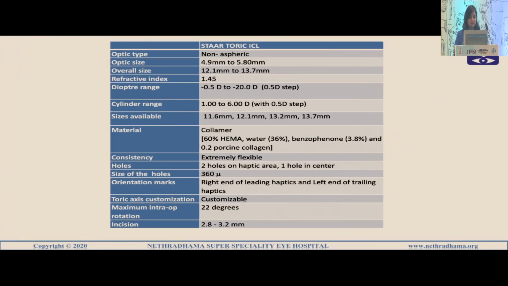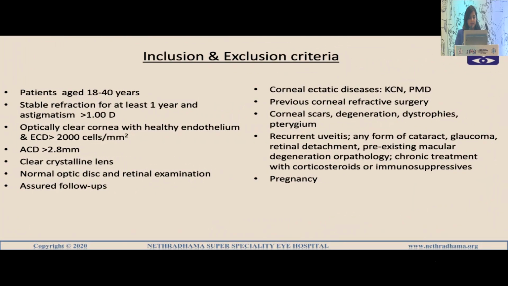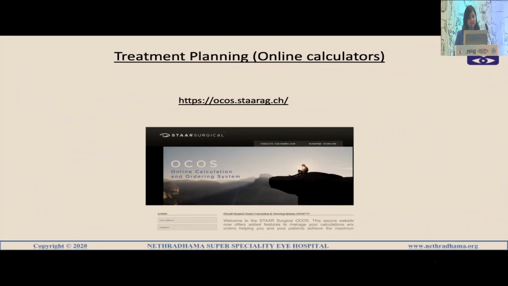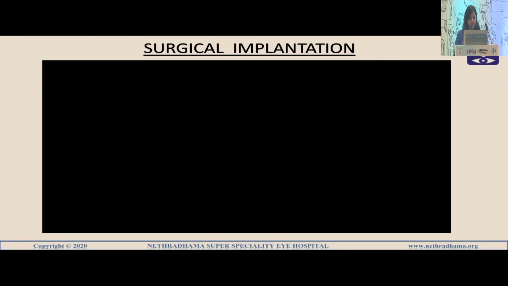This is the design of the STAR toric ICL. The inclusion and exclusion criteria were pretty standard: patients aged 18 to 40, refraction stable for 1 year, optically clear cornea, ACD 2.8, clear lens, normal optic disc and retinal exam, and no other ocular diseases, pregnancy, etc. The treatment planning was done with an online calculator provided by STAR itself. Mainly the white to white and anterior chamber depth are required, apart from the other biometric calculations.